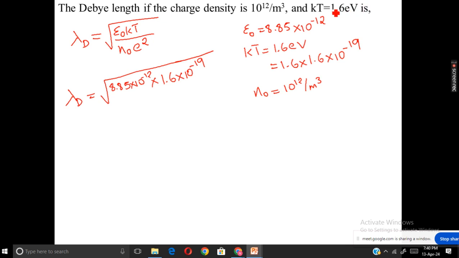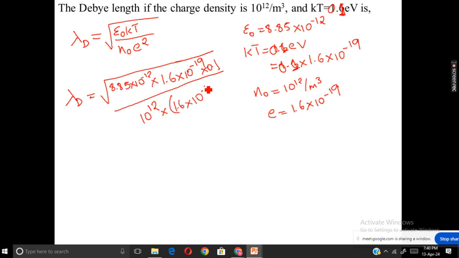Sorry, it is 0.1 electron volt, not 1.6. So it will be 1.6 into 10 raised to minus 19 into 0.1, divided by n0, which is 10 raised to 12, into e. e is basically the charge of an electron, which is 1.6 into 10 raised to minus 19. So it will be 1.6 into 10 raised to minus 19, the whole square.